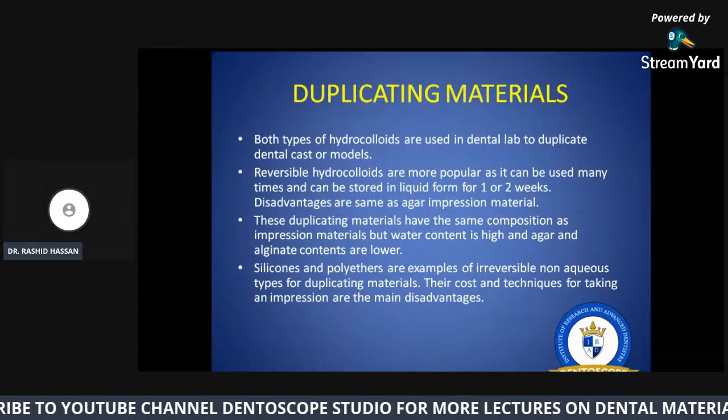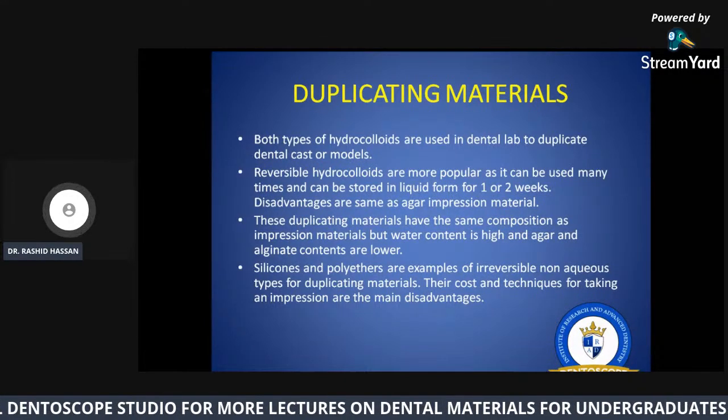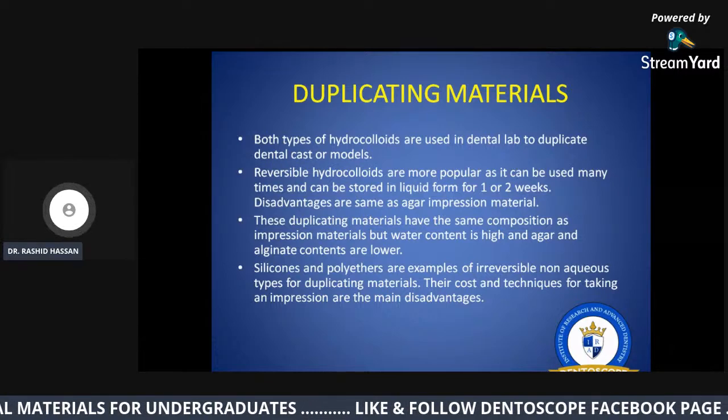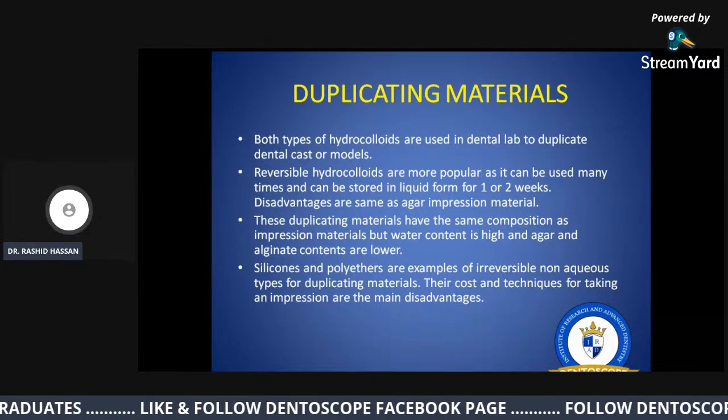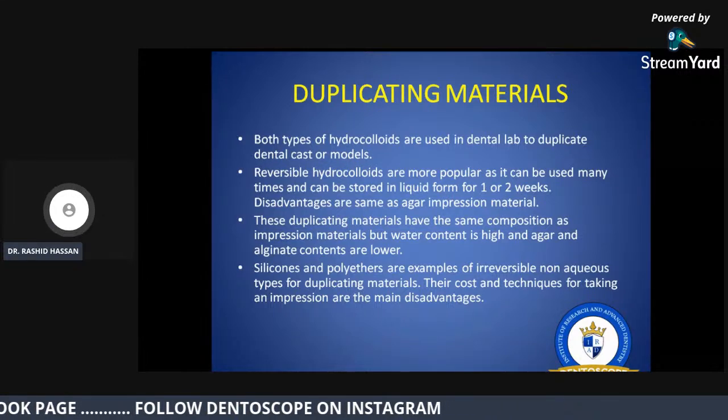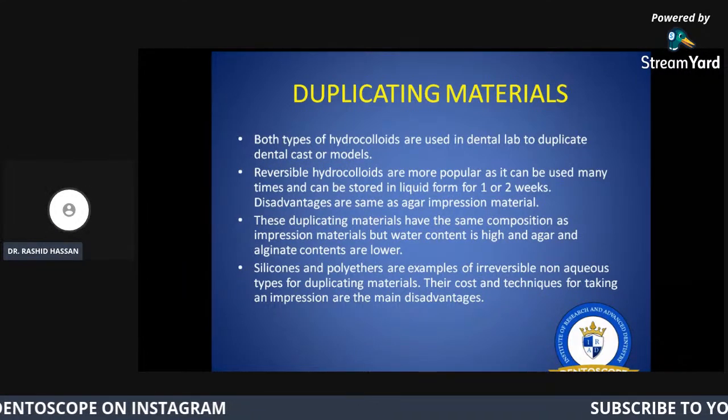But how are you going to check the prosthesis? By the diagnostic cast that you make. So that's why duplication is important. More than one cast should be made, ideally. Although it is not the practice, ideally it should be made.